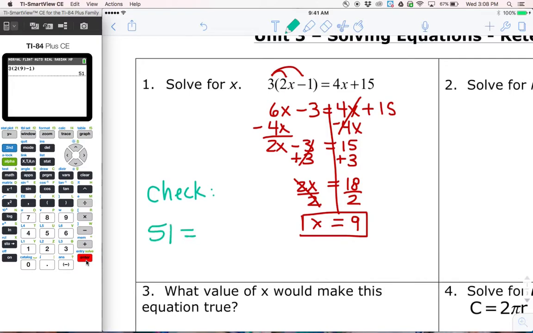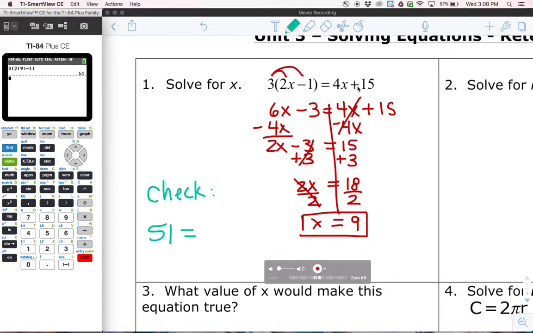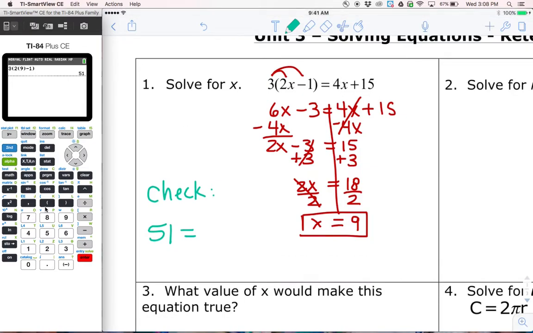Now, we're going to make sure that on the right side, over here, we're going to plug in 9. And hopefully we'll get 51 again. Let's see here. Times 9 plus 15. Press enter. Okay, we get 51 again. This means that we are correct, right? Our left side and our right side are equal when x is 9. All right, so my answer is 9. Okay? All right, let's move on to problem 2.